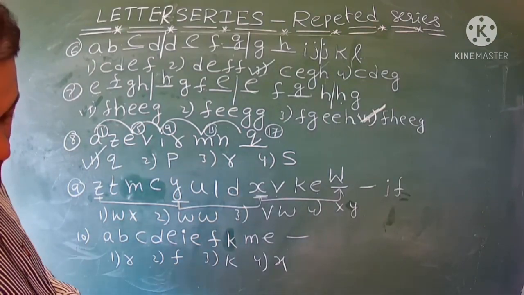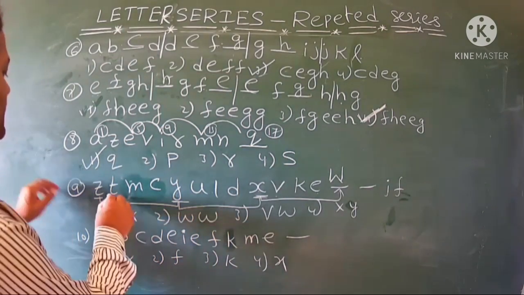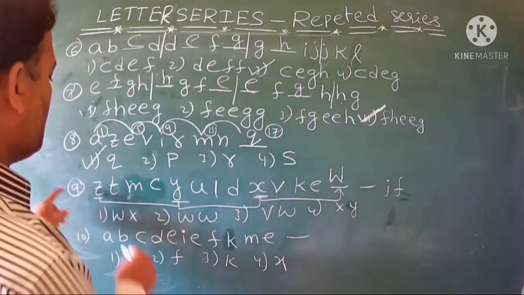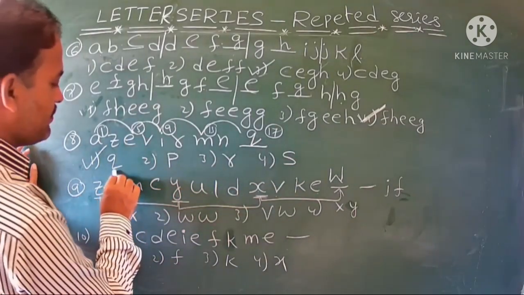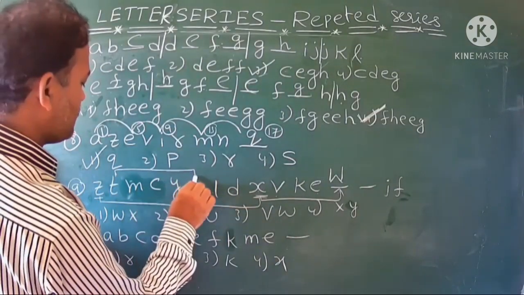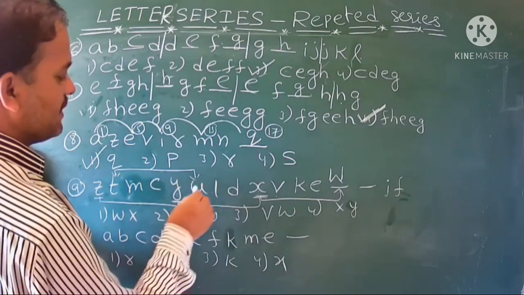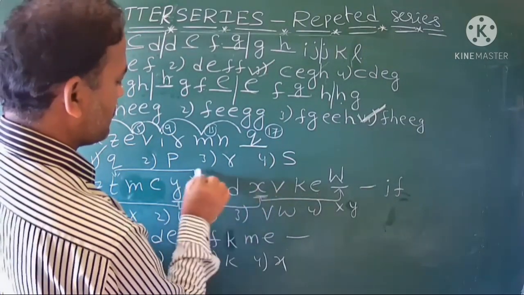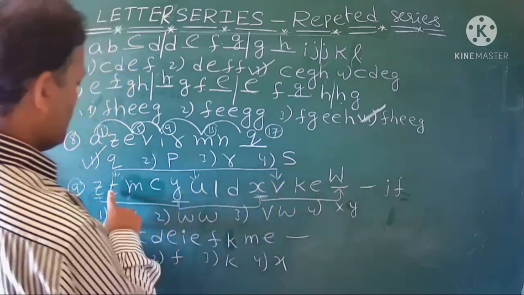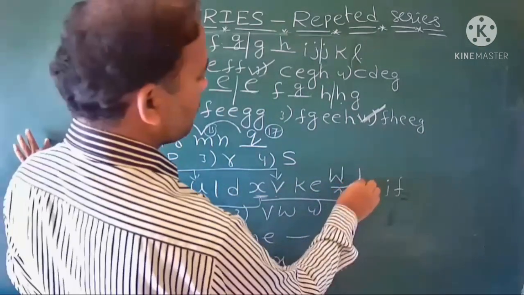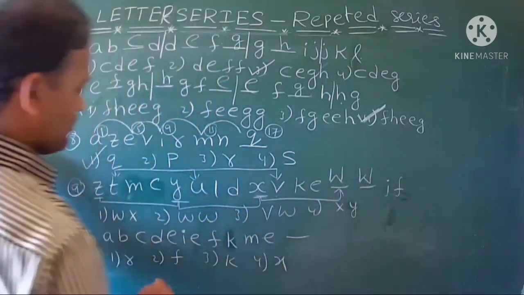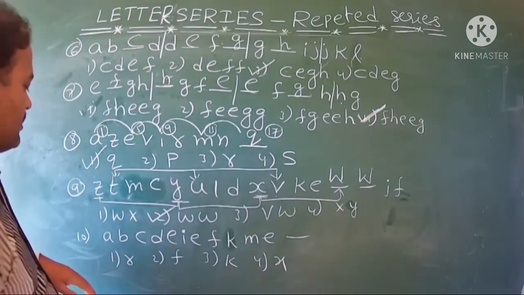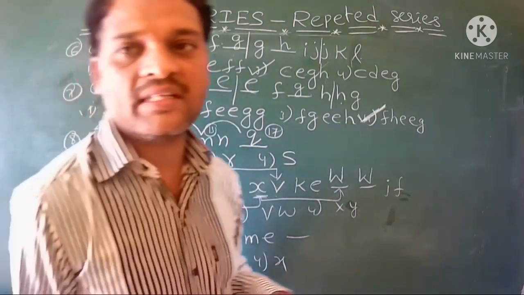Similarly, next letter you need to observe. Here T will be there, and T next U will be there. So U in the next fourth letter is what? 1, 2, 3, 4, V will be there. T U V, next what will come again here? W will come. So that's why that option is W. So next I'll go for the 10th question.